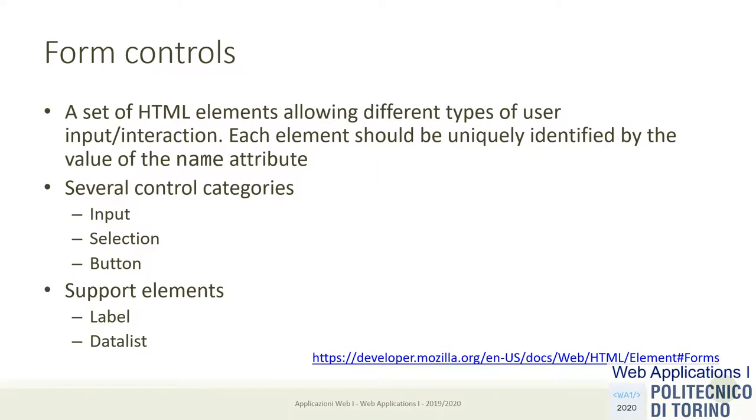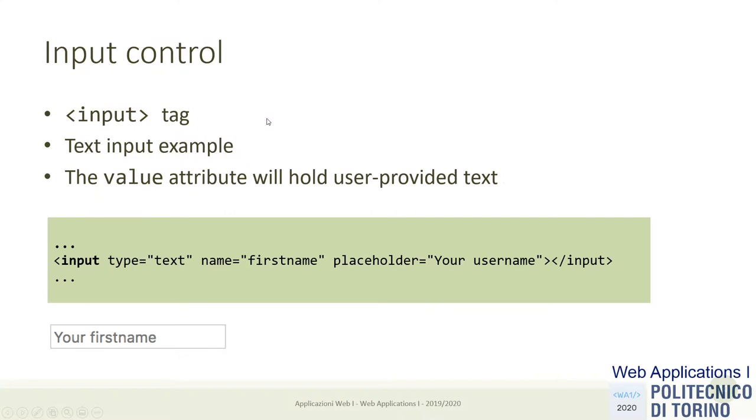And the form controls are, again, HTML elements that specify different types of user interaction possible in the page. Basically, we have input elements, we have selection elements, we have buttons, and we also have other auxiliary, let's say, elements like the labels for the different elements. We just give a quick overview of the most important ones so that we can focus more on the dynamic part that we need to learn on the JavaScript side. The most important control is input.